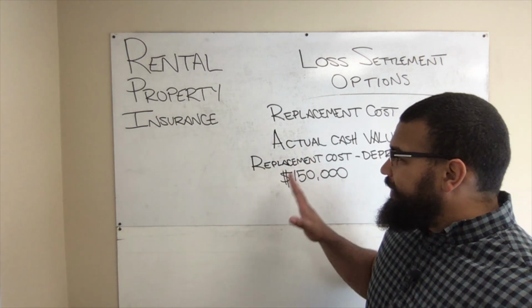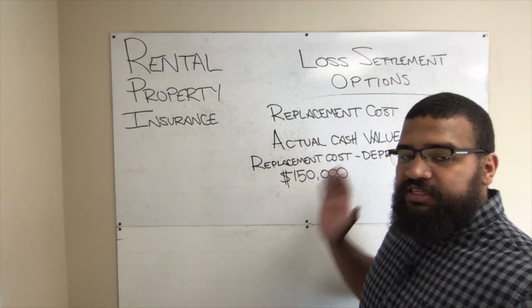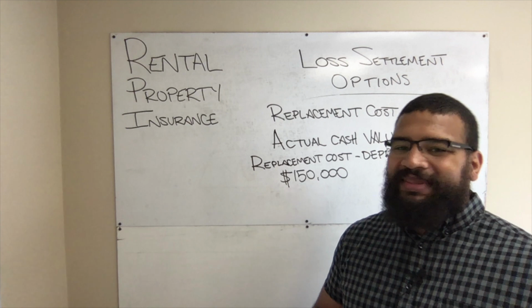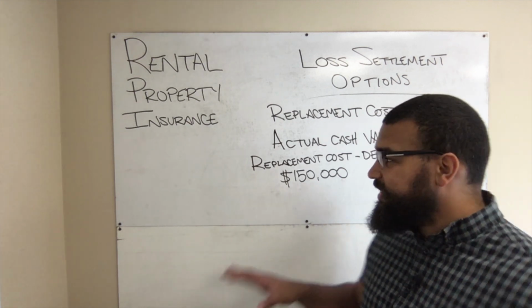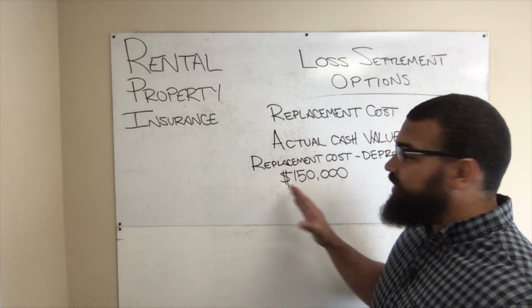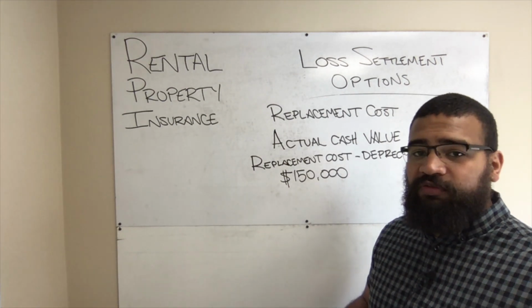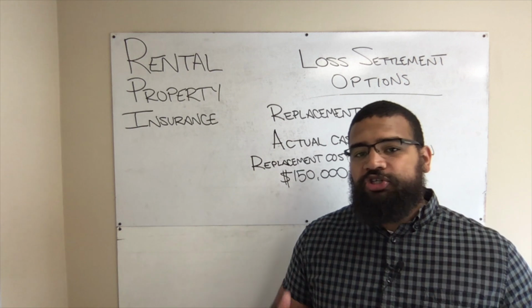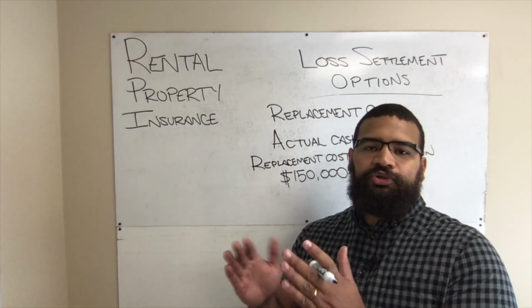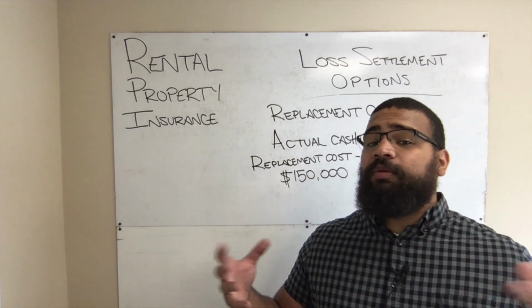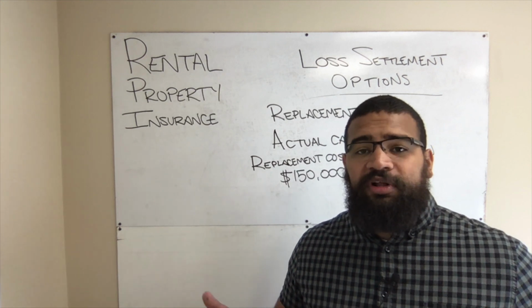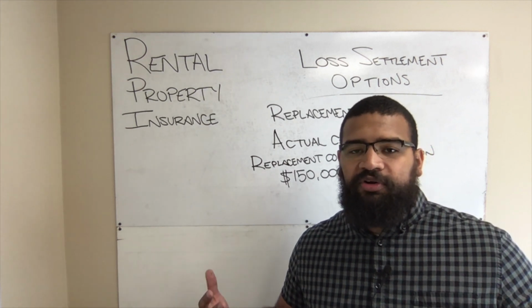You would get either $150,000 or $300,000. But when you get an actual cash value policy, your largest exposure isn't in the total loss, because of course, everyone is fine with getting a check for $150,000 on something that they only paid 30 grand for. But the largest exposure is truly in the partial loss.